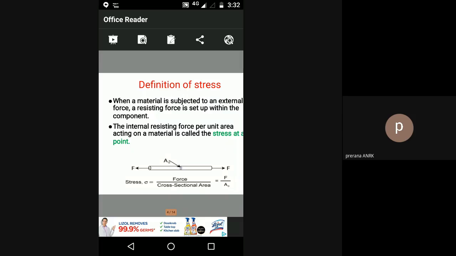Suppose I am placing one member on the ground. If you are applying the force on that, then the member can move from one place to another place. That means it will get some amount of displacement. Due to that displacement, will the stresses be developed? No. To develop the stresses, due to the external load, the internal resisting forces will be set up. Then the stresses will be developed. For example, if you pull my hand, I am moving with you. There is no stress in my hand. But if I resist the load, then the stresses will be developed in my hand. That is called stress.